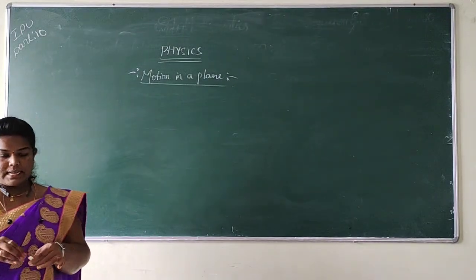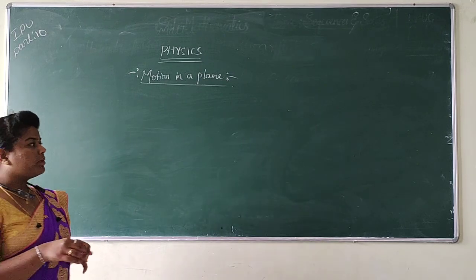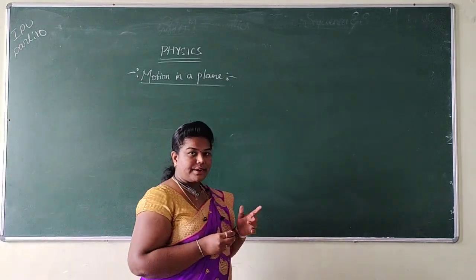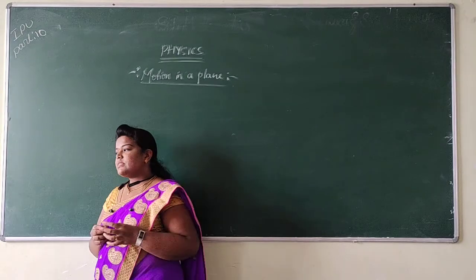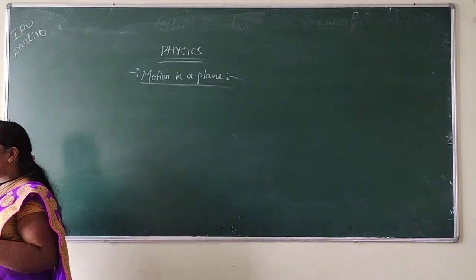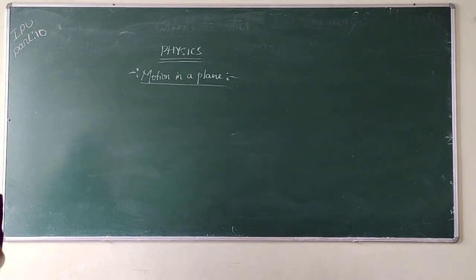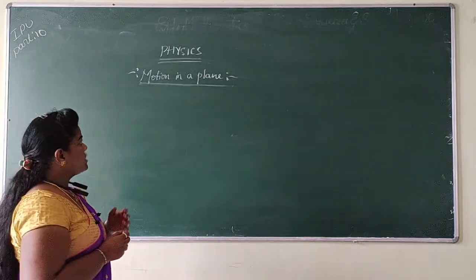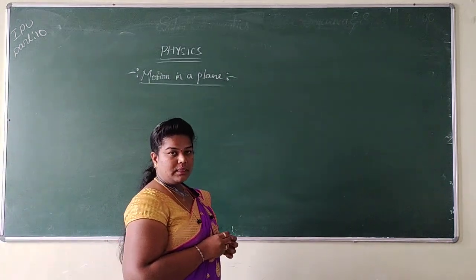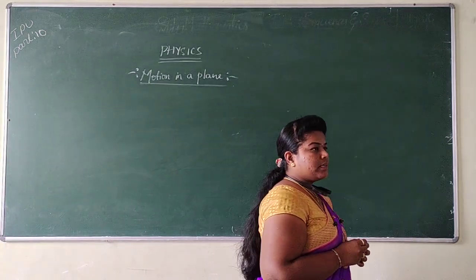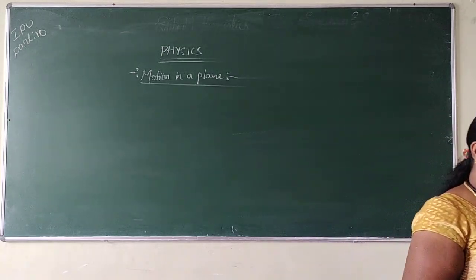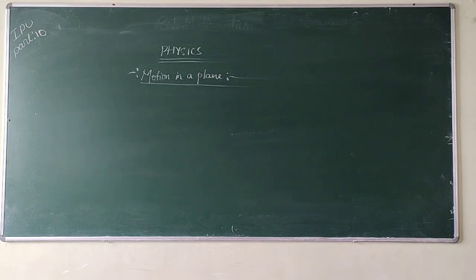So in the previous class we all discussed some numericals which come under the motion in a straight line chapter. So dear students, after the completion of motion in a straight line, now we are moving towards the next chapter, that is motion in a plane. Dear students, while discussing the first chapter, I explained what is one-dimensional motion, what is two-dimensional motion, and also what is three-dimensional motion.